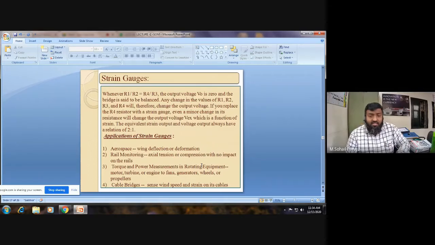These are some of the applications which I have discussed. Aerospace. Rail monitoring. Rail monitoring is the most widely used application of strain gauges. Then torque and power measurement in rotating equipment, that is turbine, motor shafts, engine, fan, generator, wheels, etc. Cable bridges sense the wind speed and strain on the cable.